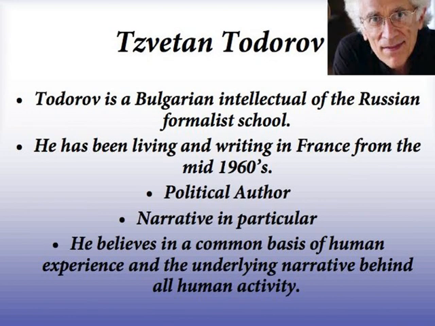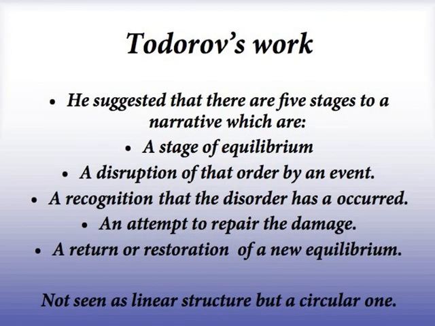Todorov is known for his narrative work, and he believes in a common basis of human experience and underlying narrative behind all human activity. Todorov suggested that there are 5 stages to a narrative. First would be the equilibrium, which is a state of peace and harmony, and there's disruption to this, and then at the end there's a new equilibrium where there's a newfound peace and harmony.